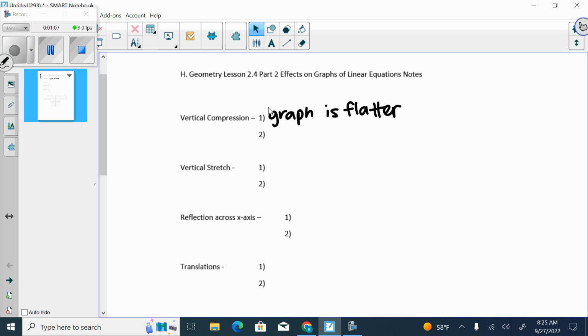Okay, so if your slope was 3 and it went down to 1, like the one in the example, the slope decreased, right? Or if it was 1 and it goes down to a half, or if it was a half and it goes down to 1/5, right? Any of these would be compression. So this means your slope's absolute value decreases.